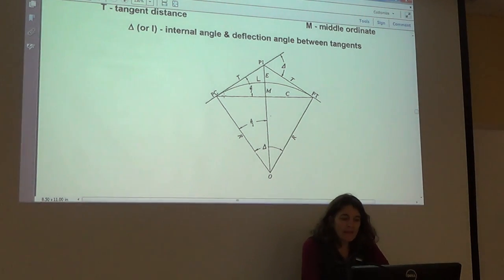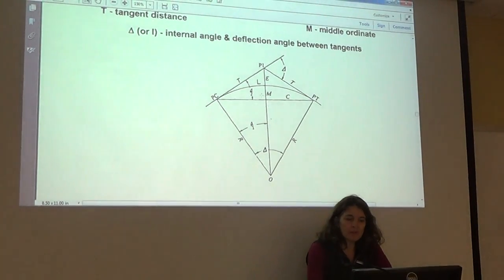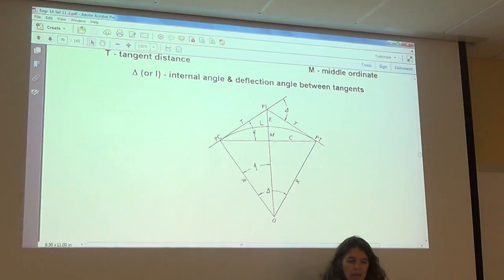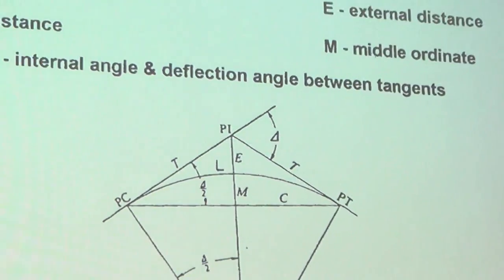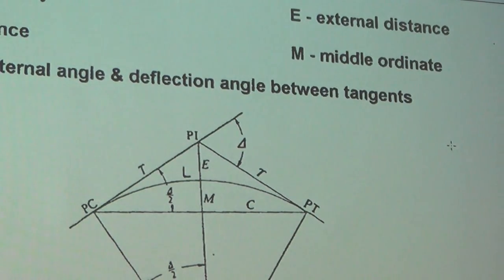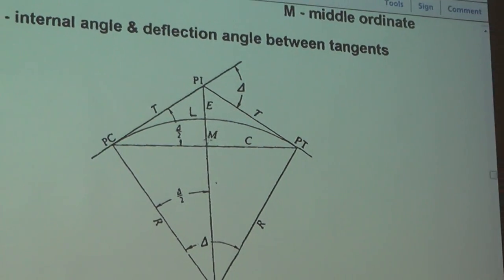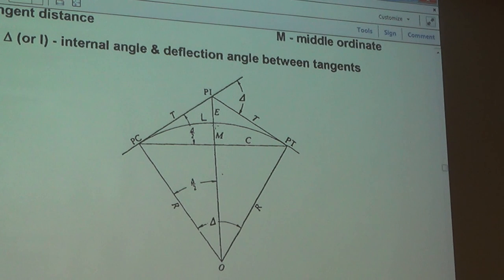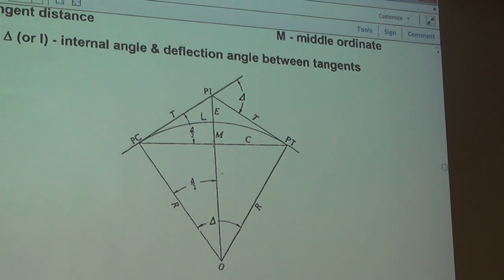Okay, the last two variables in here that I haven't mentioned yet is M, which is called the middle ordinate, and E, which is the external distance. So let's take a look at this. M is this line that's coming from the center of the circle that starts at the chord and ends when I get to the curve. So this distance right here is M. And then which distance is E? This distance is E. The distance E goes from the curve to the point of intersection.